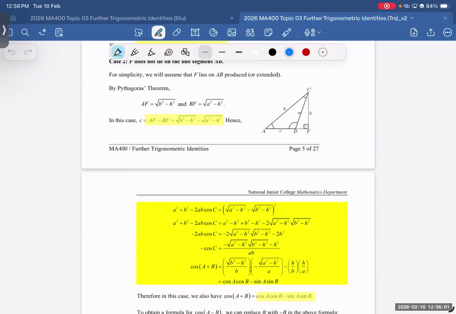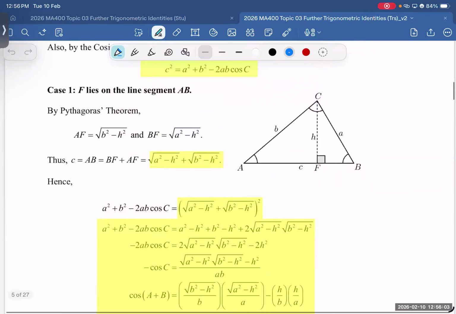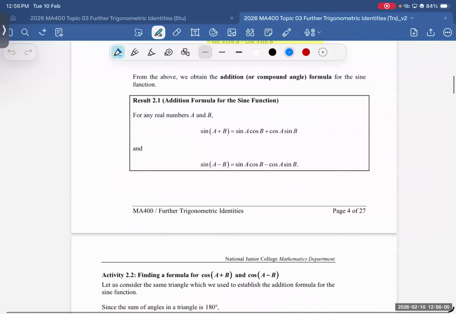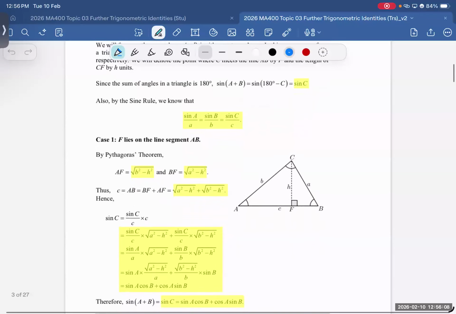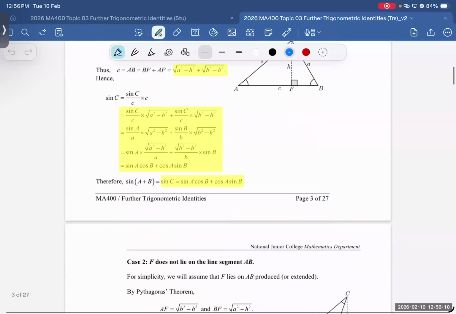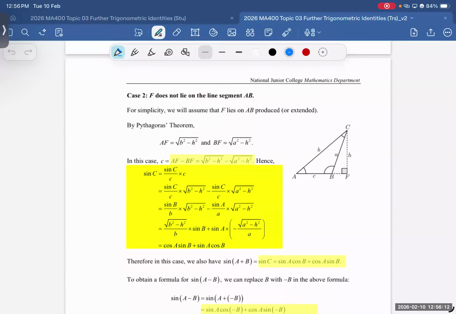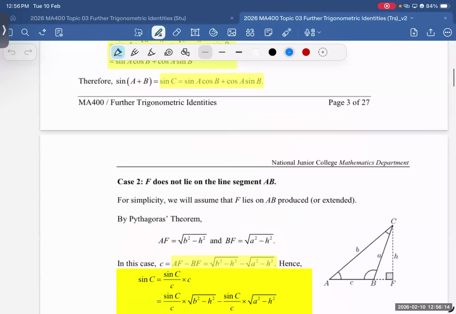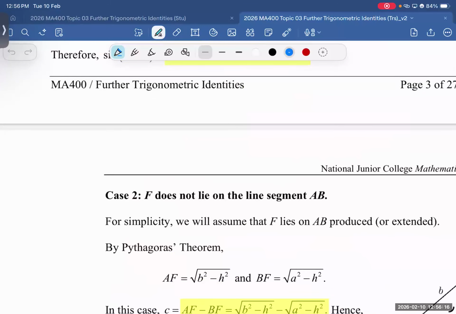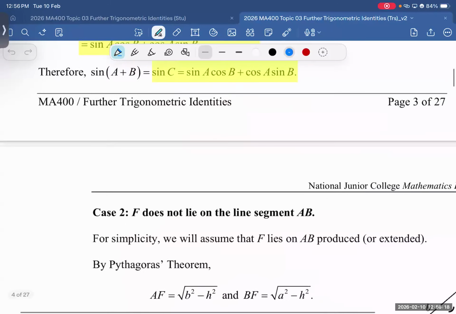So what's the difference between case one and case two? If you remember yesterday, case one, I did with you, right? Case two, I asked you to copy. So the difference is that in case two, it does not lie on the line. That's why it's not AF plus BF. It's AF minus BF.